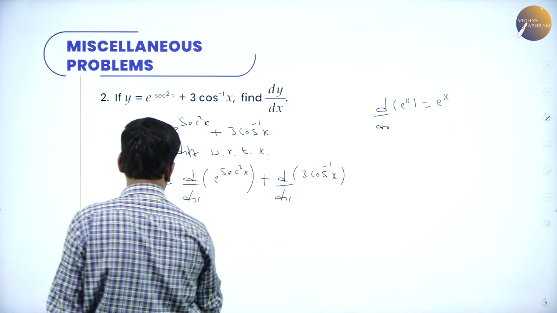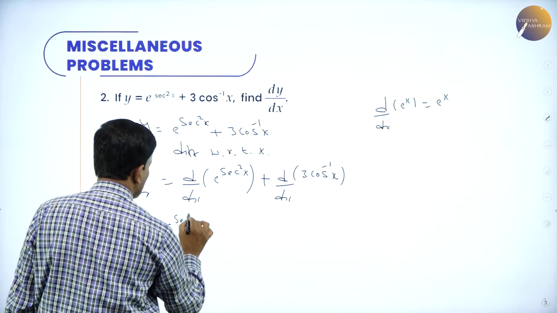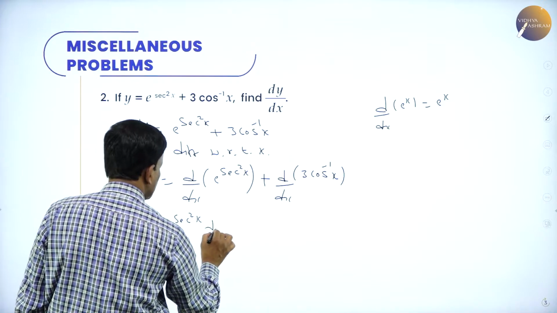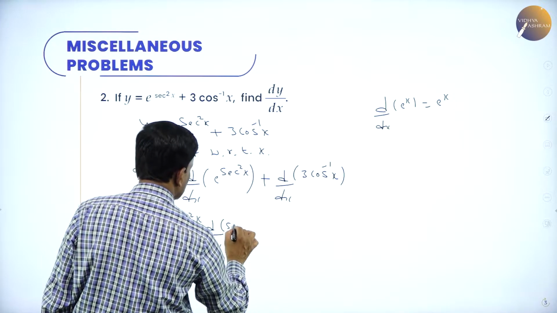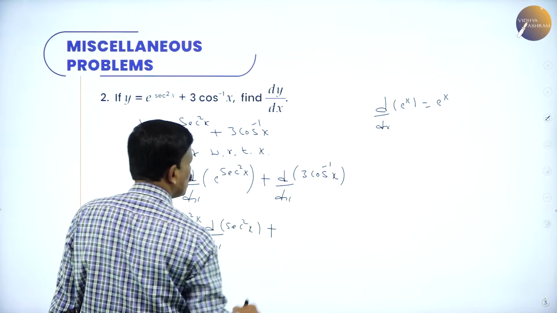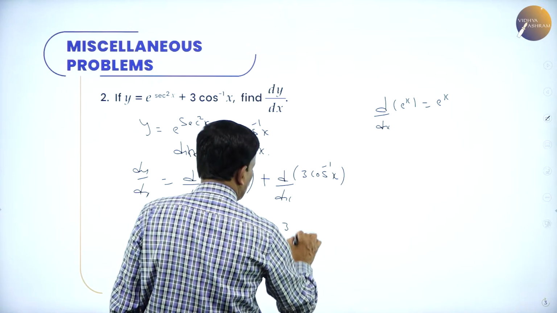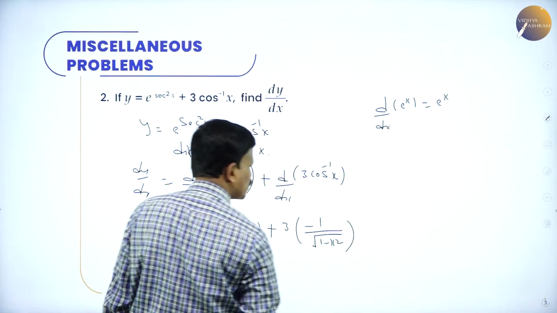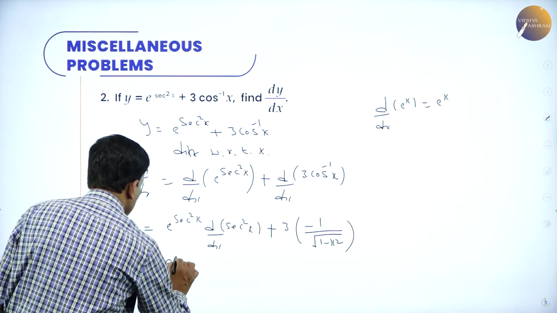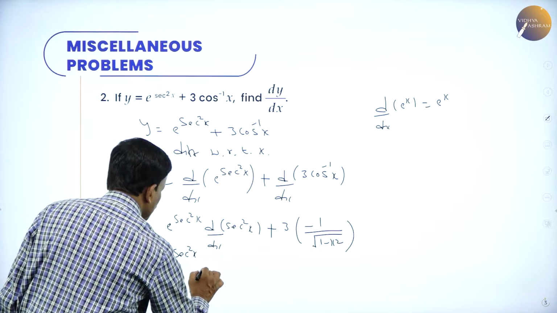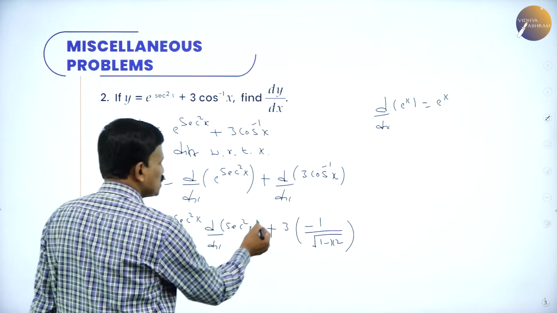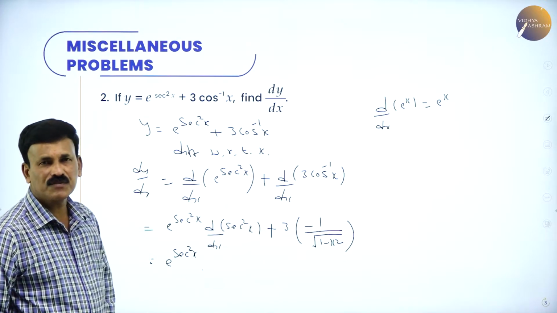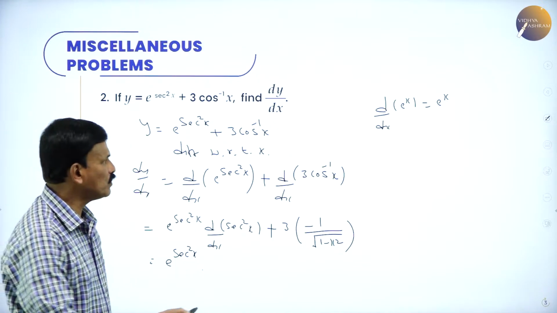instead of x it is secant square, so e to the power of secant square x into d by dx of secant square x, again a function of a function, plus you know the derivative of cos inverse x is minus 1 by root of 1 minus x square, standard formula. This is e to the power of secant square x into, again a function of a function, d by dx of secant square x, f of x to the power of n.